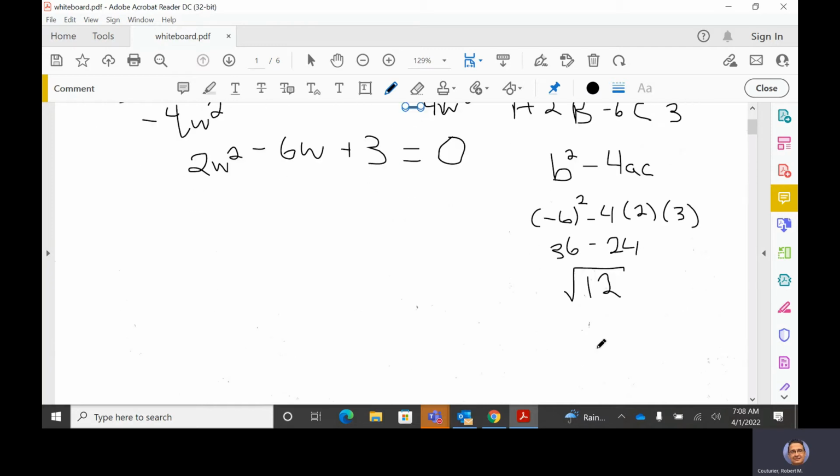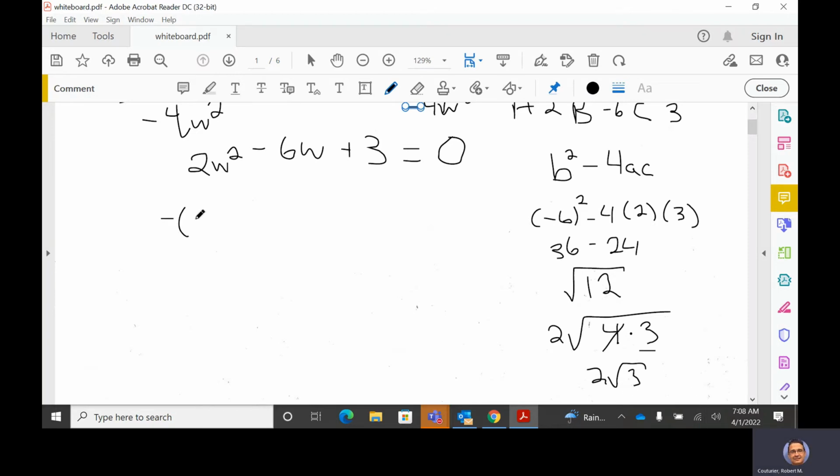This can be reduced. You can rewrite this as the square root of 4 times 3. Right? We can take the square root of 4. It becomes 2. What's left in the radical? Square root of 3. 2 times the square root of 3. So now we can go back into our quadratic formula and rewrite this as our discriminant.